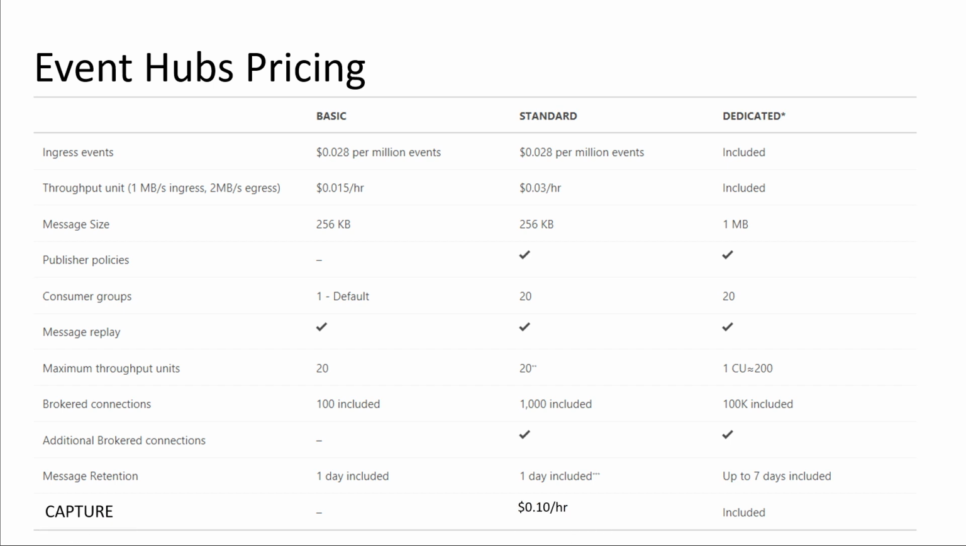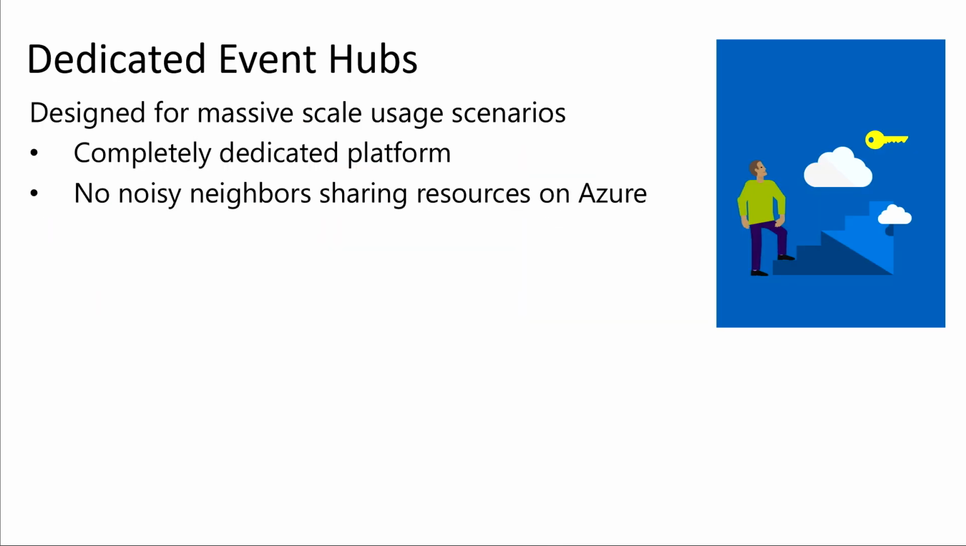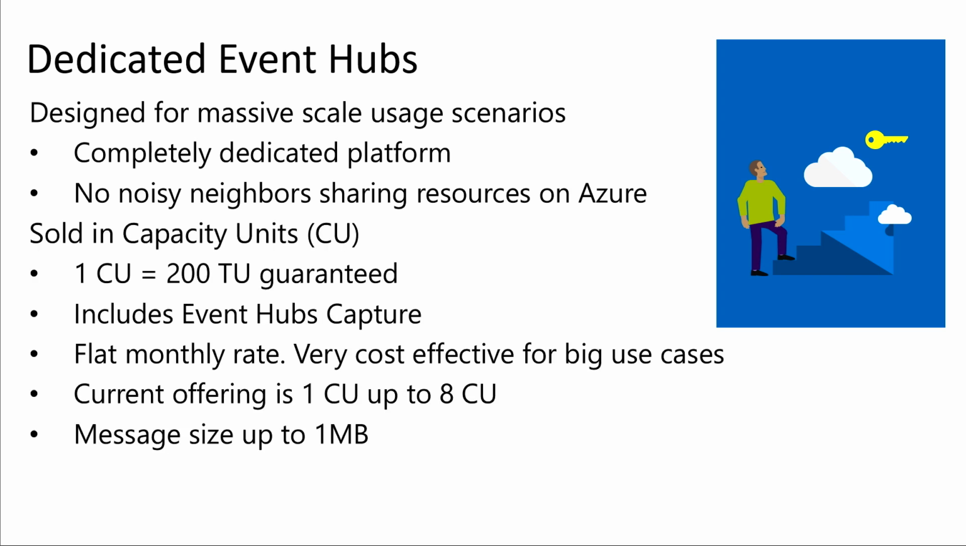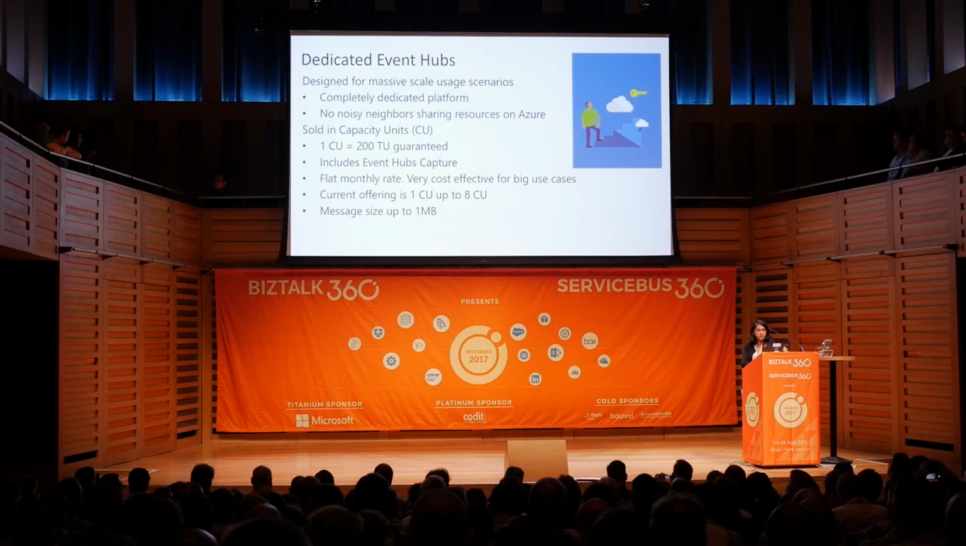What this offers is a completely dedicated platform. That means no resources are being shared. It's completely dedicated to you, so there are no noisy neighbors. It's sold in terms of capacity units. Although we see customers doing somewhere between 250 to 300 throughput units, we very conservatively guarantee a minimum of 200 throughput units.